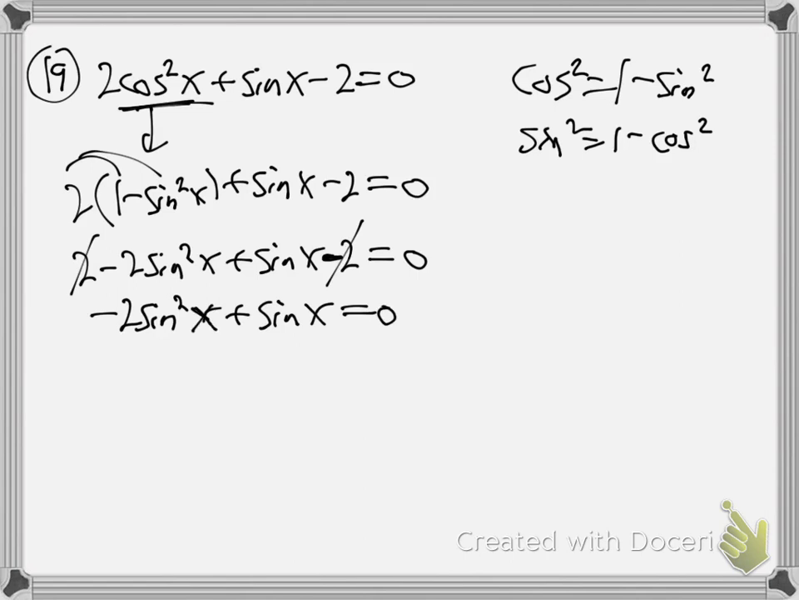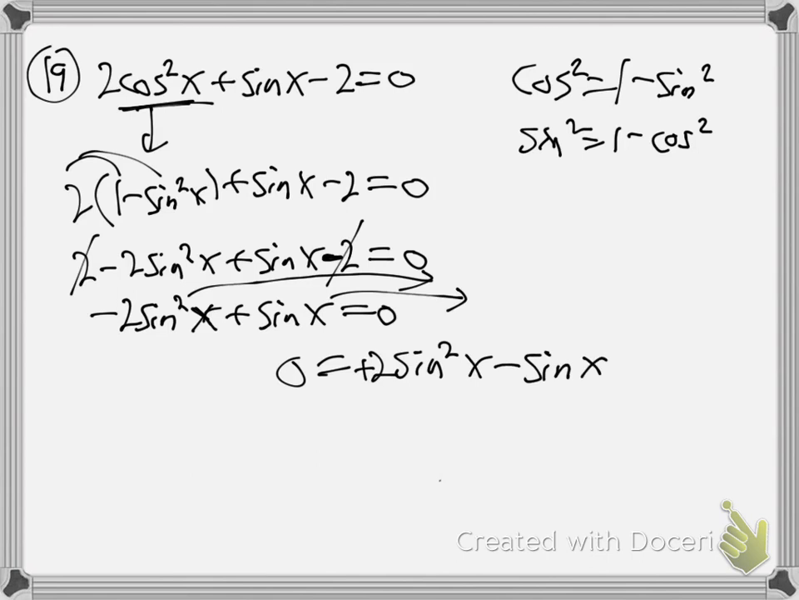What could we do now? I like the front term to be positive. It just makes it easier to deal with. So you could multiply through by negative 1 if you want, or just move them to the other side. Same effect, whatever you like. I'm just going to jump them over here. Remember, whenever things go to the other side, they switch signs. So it'll be positive 2 sine squared minus sine. Or you could have just multiplied through by negative 1. Same effect either way. Is that okay? Do you see why I did that? It's easier when the front one is positive. If the front guy's negative, just jump them to the other side so the front one will be positive.